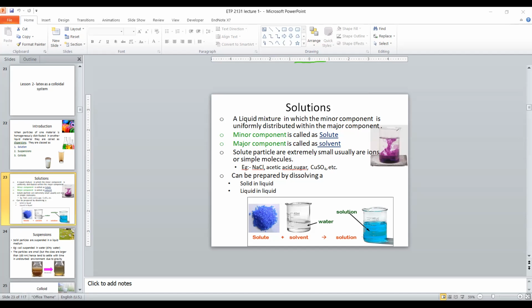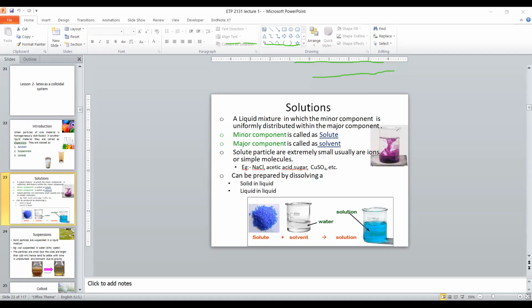Minor component and major component. Now, in the case of chemistry, we don't need these two words, but as a polymer student, you should know what is a minor component and major component. As the word itself means, minor component is what is present in a small amount. Major component is what is present in larger quantities. So usually the minor component is called solute and the major component is called solvent in a solution system.